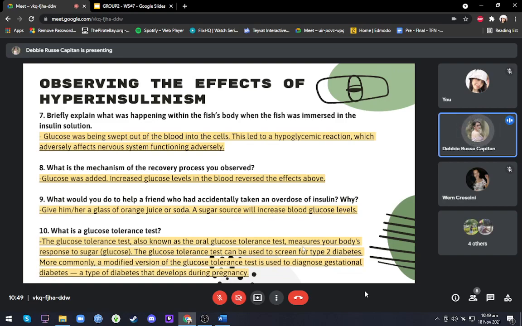Number 10, what is a glucose tolerance test? So the glucose tolerance test, also known as the oral glucose tolerance test, measures your body's response to sugar or glucose. So the glucose tolerance test can be used to screen for type 2 diabetes. More commonly, a modified version of the glucose tolerance test is used to diagnose gestational diabetes, or a type of diabetes that develops during pregnancy.